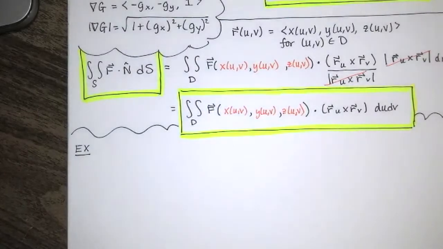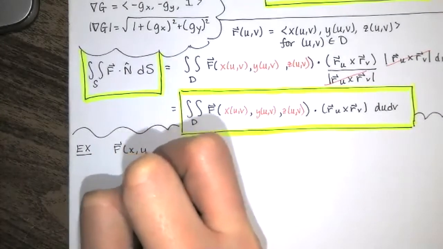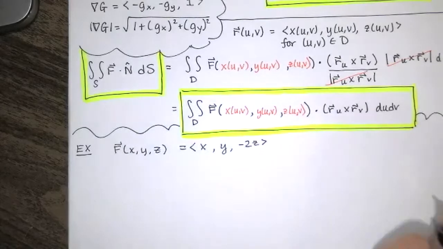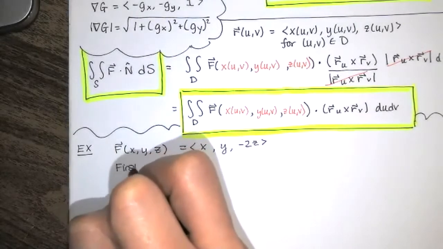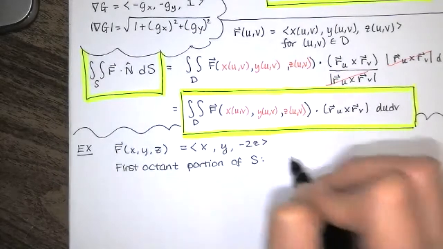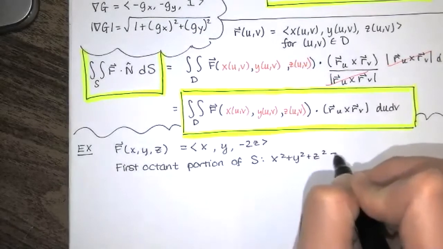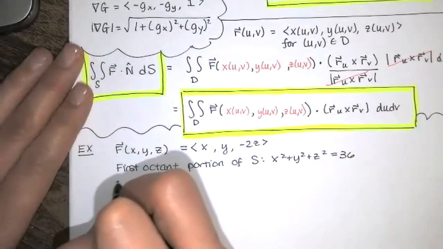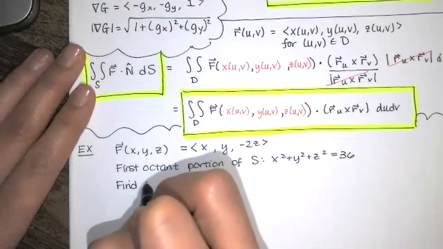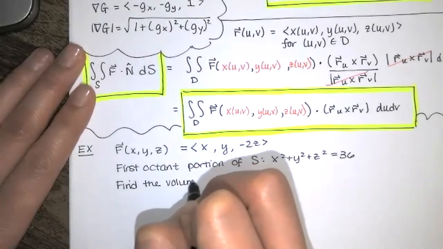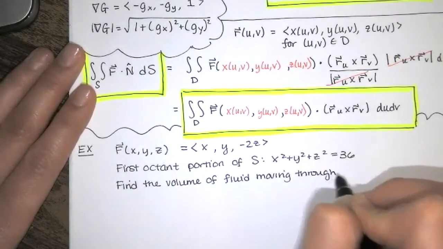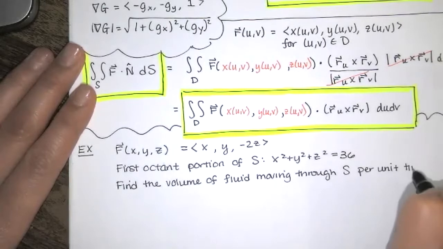Okay, let's say you've got this is your field. F of x, y, and z is x times i hat plus y times j hat minus 2z times k hat. And we want the first octant portion of this surface, where S is given by x squared plus y squared plus z squared equals 36. We want to find a volumetric flow rate. So we want to find the volume of fluid moving through the surface per unit time, provided that F is the velocity of that fluid.